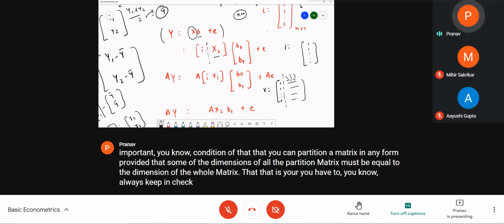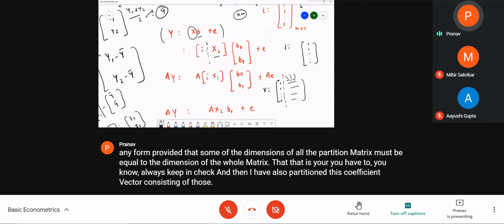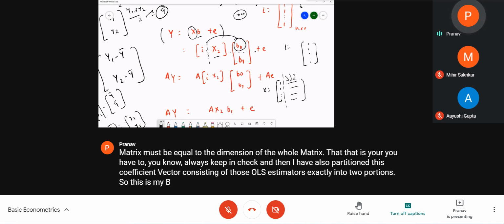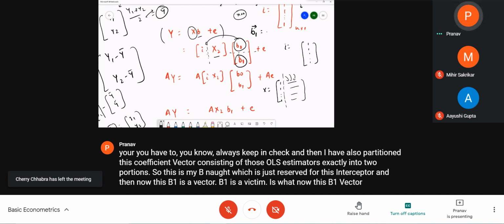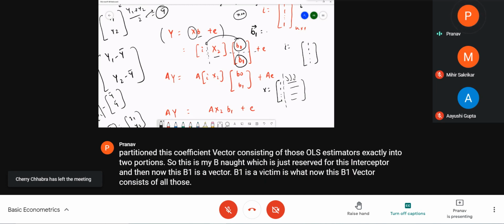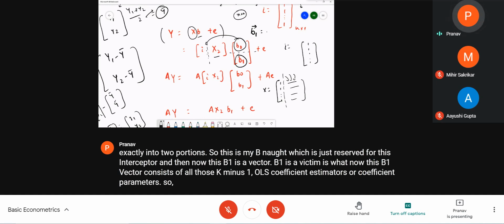And then I have also partitioned this coefficient vector consisting of the OLS estimators exactly into two portions. So this is my b0, which is reserved for the intercept term. And this b1 is a vector. b1 is a vector means what? This b1 vector consists of all those k minus 1 OLS coefficient estimators. And I have just written the residuals as they are.